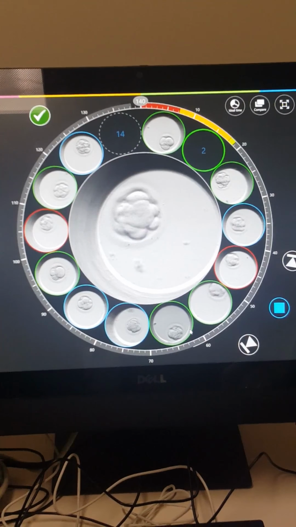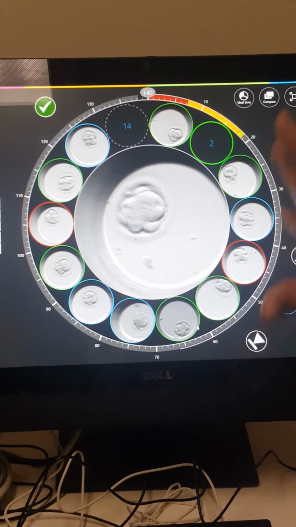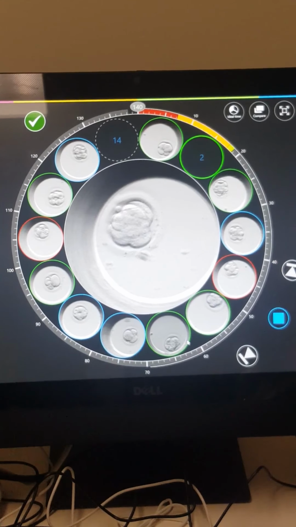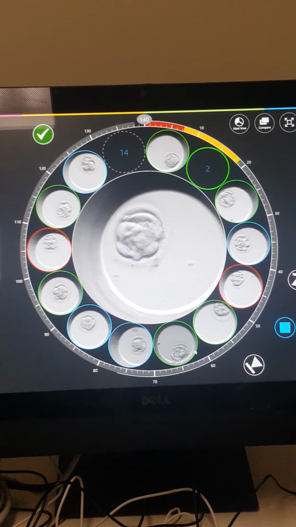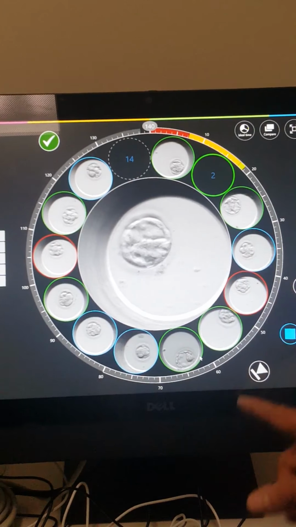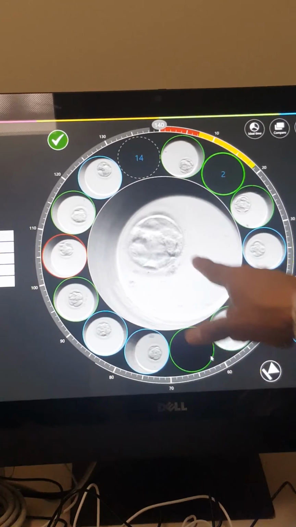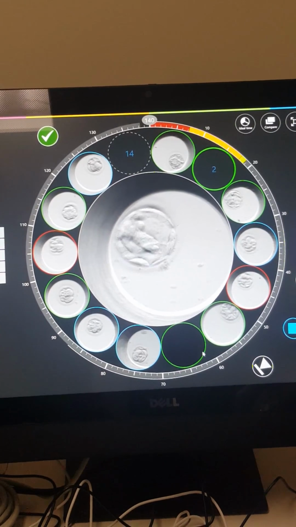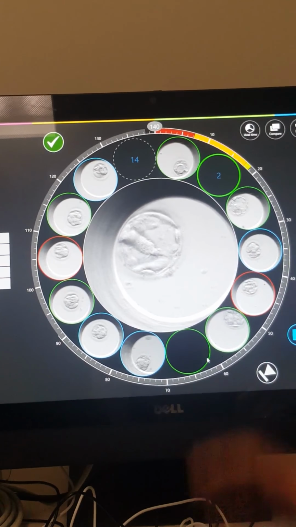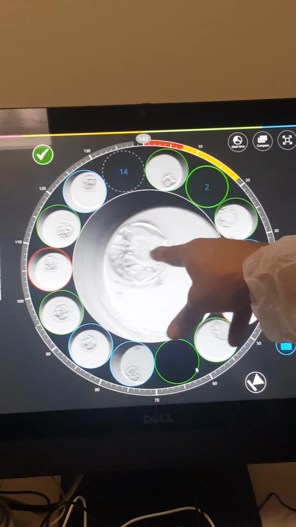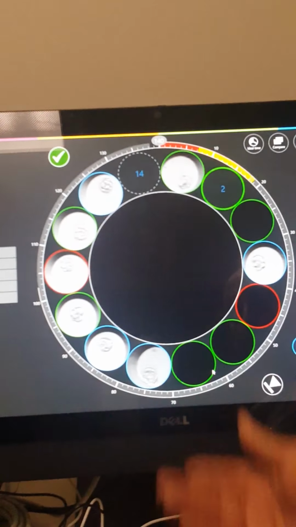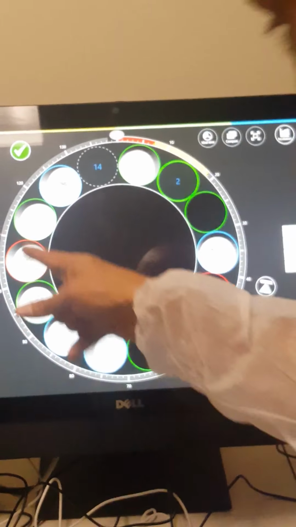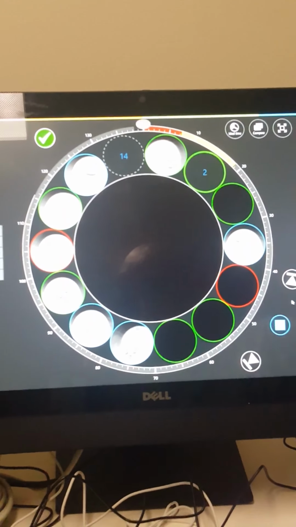Morula, compaction of the embryo, blastulation, trophectoderm, inner cell mass is formed. The blastocoel cavity is formed, inner cell mass, trophectoderm, and this one finished before the other, it is faster. You can see the others are slower.